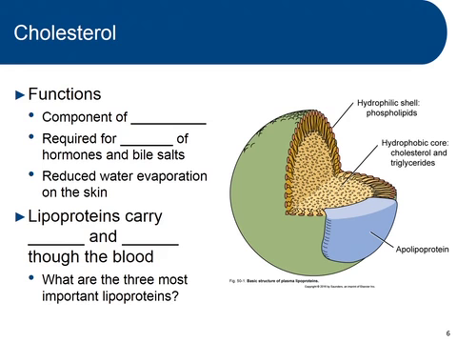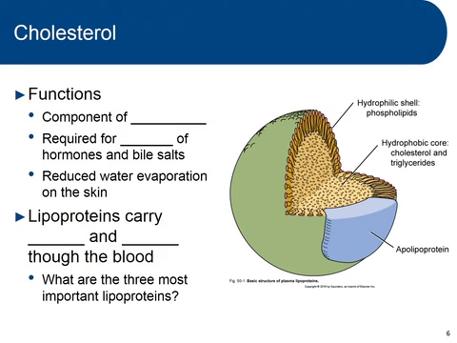So what is cholesterol? Basically, it's an endogenous substance. It's very important for numerous functions in the body. Cholesterol is a lipid. It is an essential component of cell membranes. It's required for the synthesis of hormones and bile salts, and think of how important both of those substances are. It also reduces water evaporation on the skin.